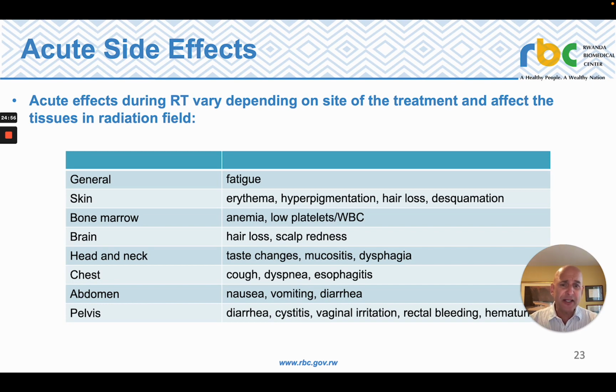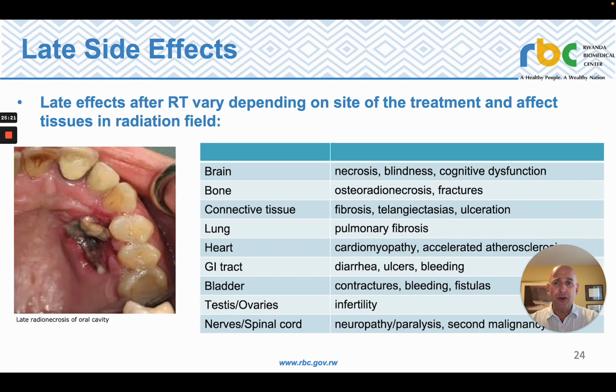When we're treating a chest, there can also be esophagitis, there can be inflammation of the lung, there can be dry cough. When we're treating abdomen, you may see things like nausea, vomiting, diarrhea. In the pelvis, things like rectal bleeding, hematuria, and vaginal irritation. So again, it's very dependent on where you're treating and the dose that you're treating and how much normal tissue is in the area that you're treating.